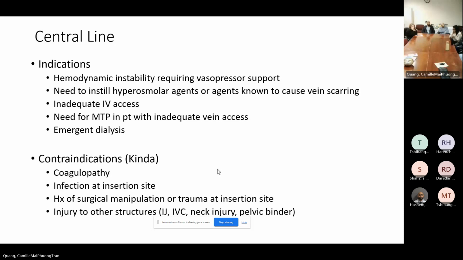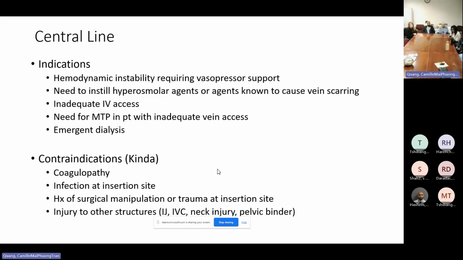Negatives, you can cause a pneumo. Another big negative is it's really hard to hold pressure behind the subclavian, and you can't really use ultrasound. So the three locations: femoral, IJ, and subclavian. If you're in the ICU, you have time, the preferred is going to be your right-sided IJ.